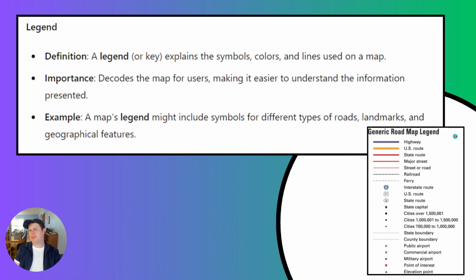The next tool you might find on any map is a legend, also called a key, and it explains the symbols, colors, and lines used on a map. It decodes the map for users, making it easier to understand the information.